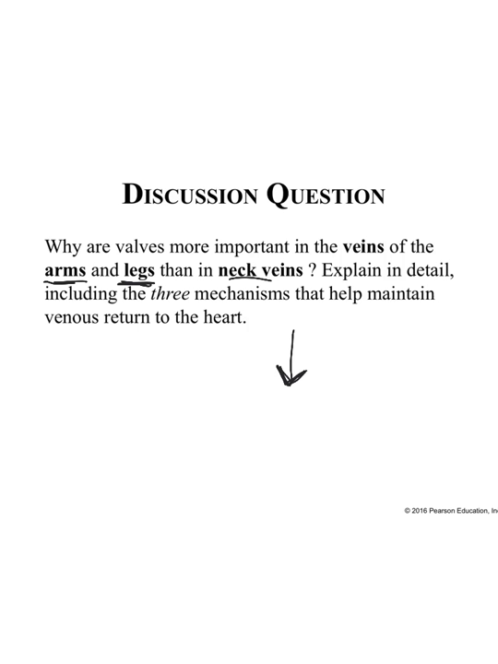So the three mechanisms that would help maintain venous return in the arms and legs: we have the respiratory pump, the skeletal muscle pump, and then the actual contraction of the smooth muscle of the vessel wall itself.